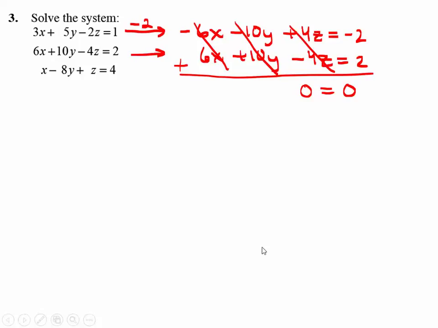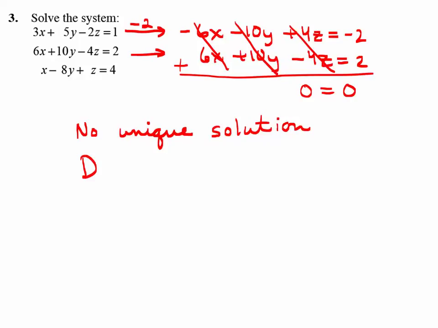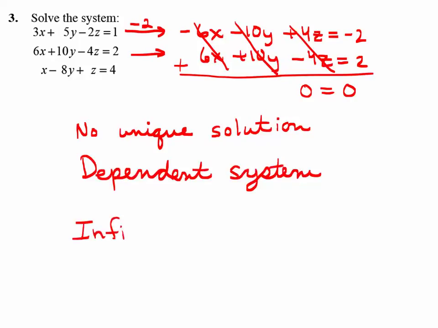In that case, they say no unique solution, but really what you have is a dependent system, or you can say an infinite number of solutions.